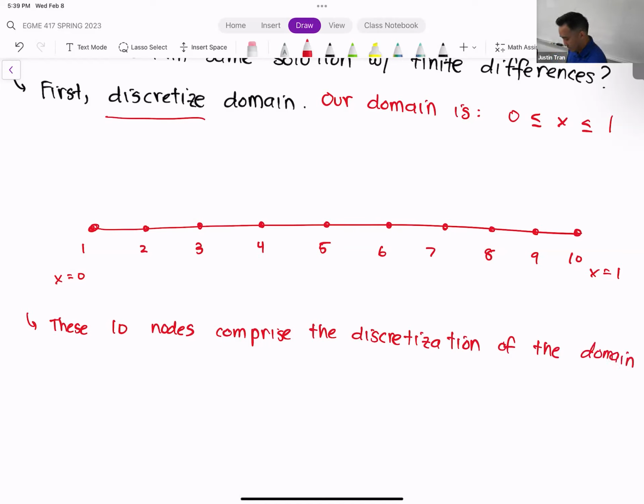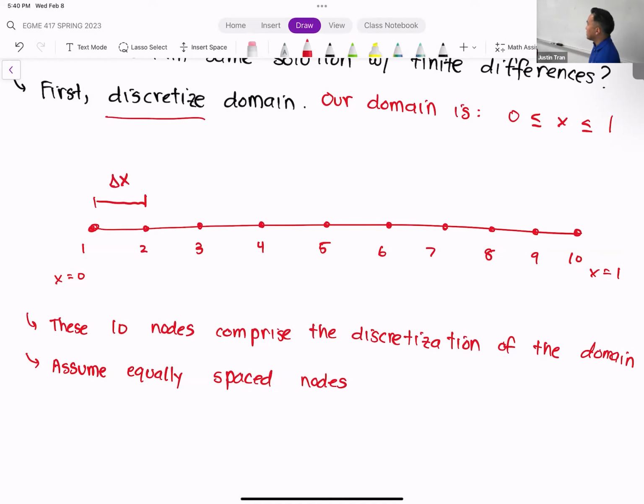And remember, one thing that we're going to assume, and most of the time we're going to assume this just because it kind of makes our lives a little bit easier. We're going to assume that each of the nodes in our domain are equally spaced apart. And so the distance between two nodes, like say node 1 and node 2, we'll call that delta x. And so that delta x is going to be constant in between each of the nodes in our system.